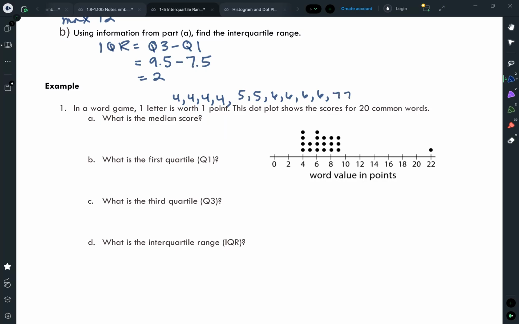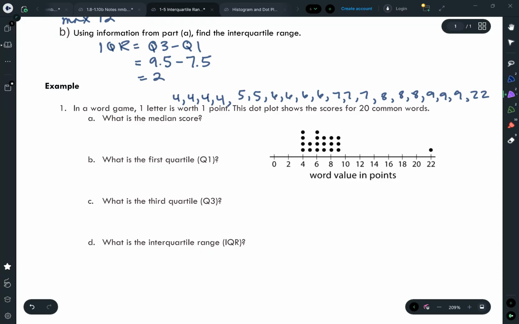3 7s, 3 8s, and 3 9s. Oh, and a 22. I almost did not see that. What is the median score? So if there's 20 words, the median score is going to be another average. So we need to find the 10th and the 11th, which would be the ones in the middle. 1, 2, 3, 4, 5, 6, 7, 8, 9, 10, 11. So it looks like between these two.